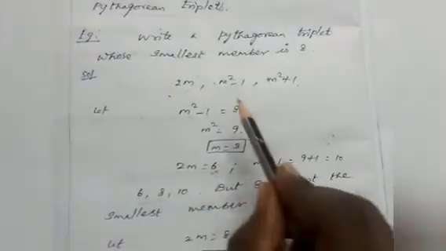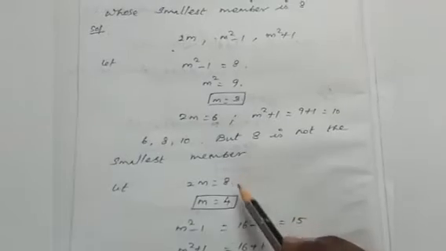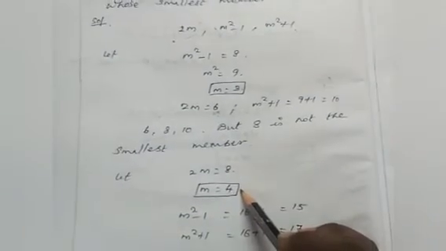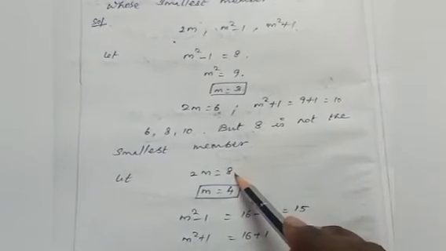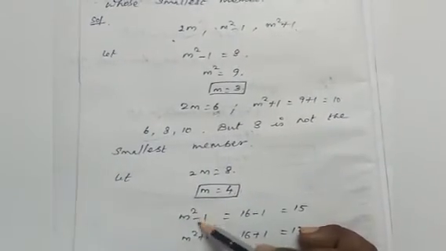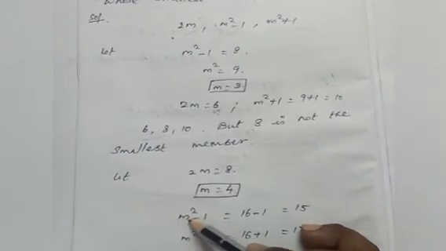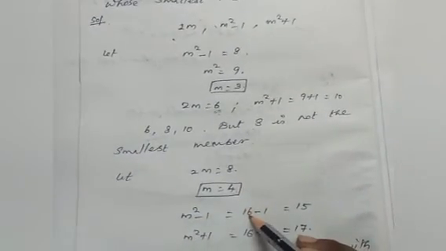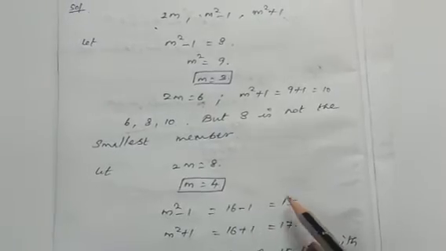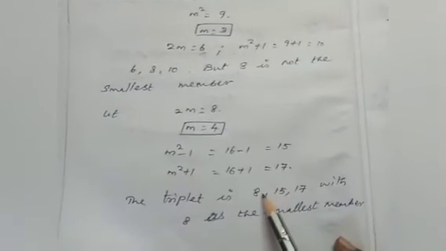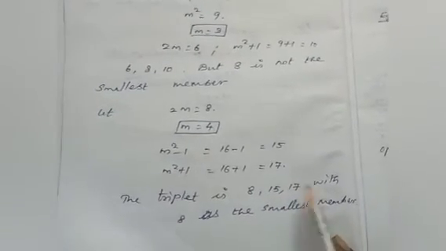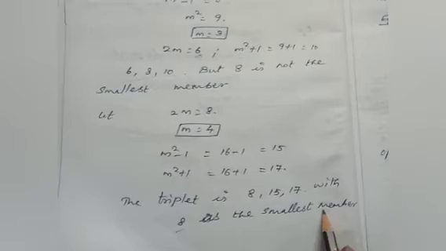Now let us choose 2m is equal to 8. So m is equal to 4. So 2m is equal to 8, one member is 8. The other two members are m square minus 1 and m square plus 1. With m value 4, 4 square is 16, minus 1 is 15. Then m square plus 1 is 16 plus 1, which is 17. So the triplet is 8, 15, 17 with 8 as the smallest member.